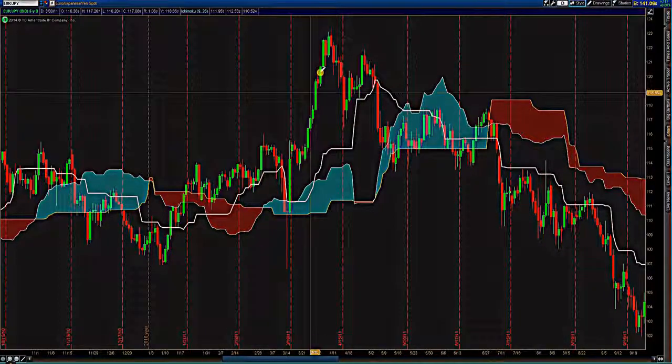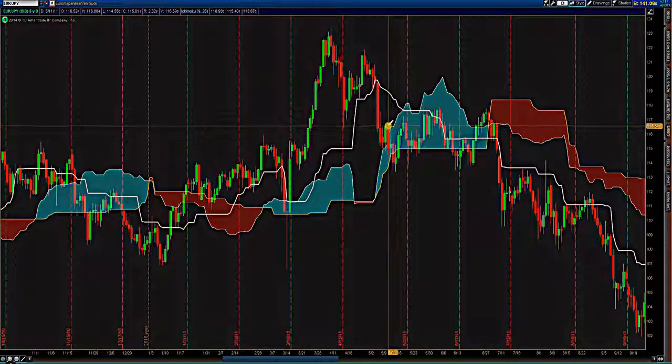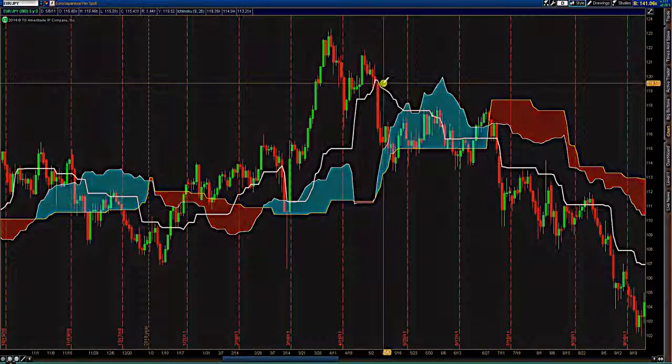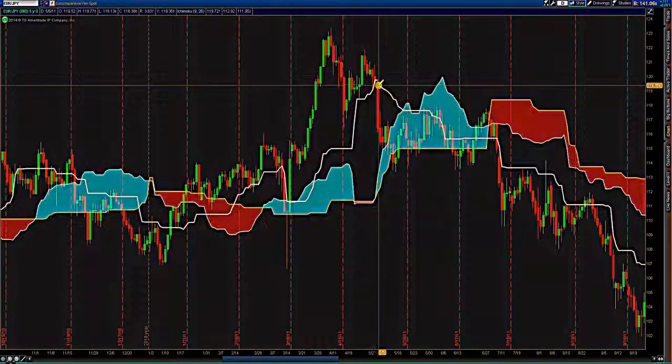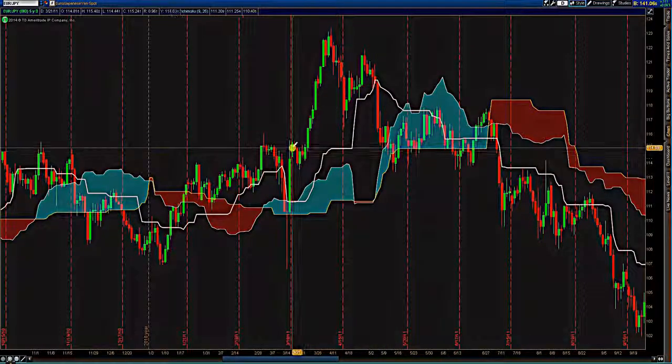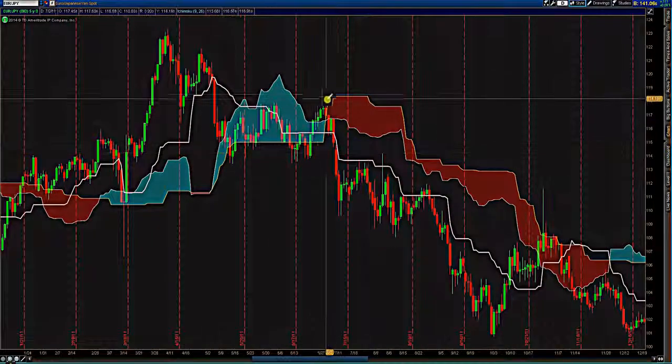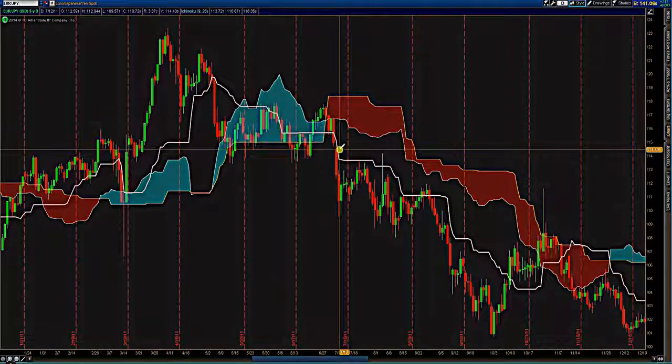we could have got out on a price break below, and it broke below and closed below at 119.52. So from 114 to 119. All right. Another example here, price broke below the Kijun, would have got in.